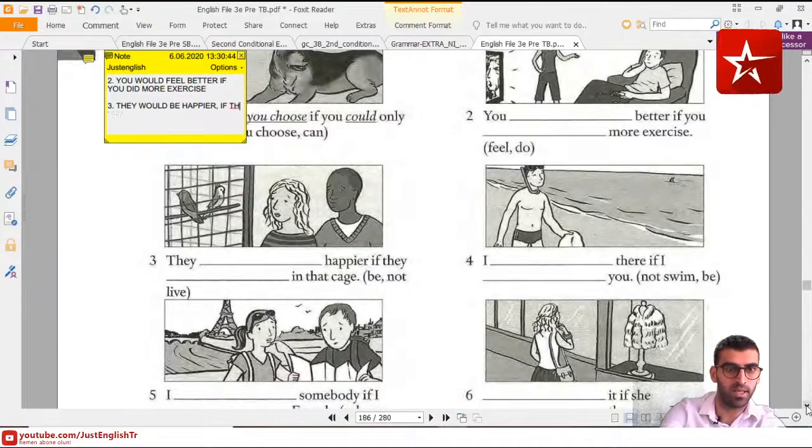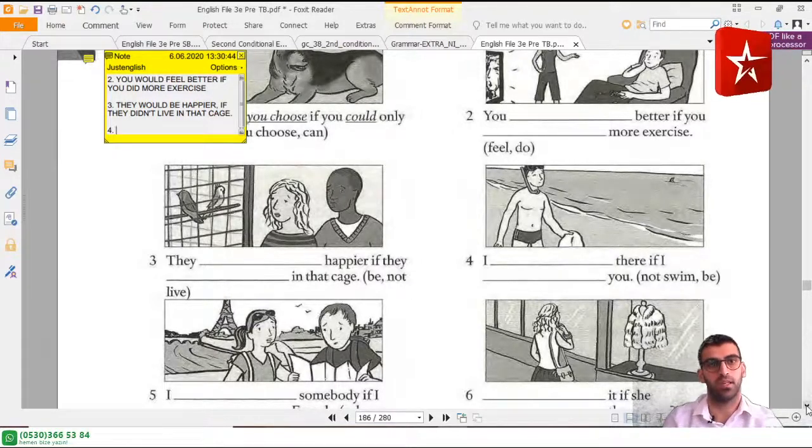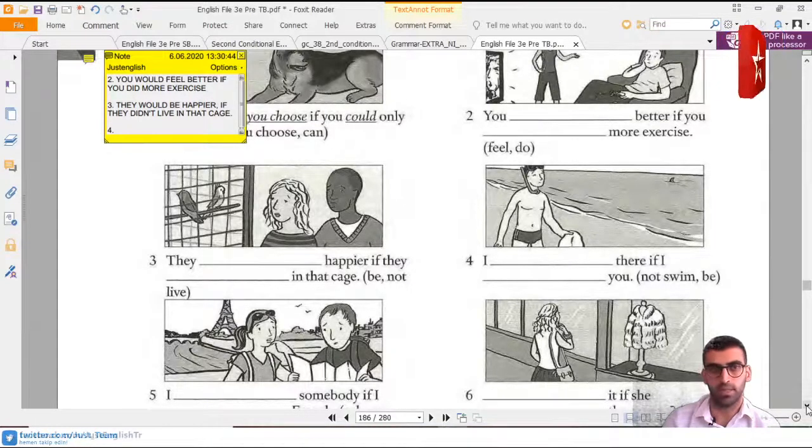If they didn't live in that cage. All right, in that cage. They would be happier if they didn't live in that cage. Yes. All right, that is the correct answer. They would be happier if they didn't live in that cage.